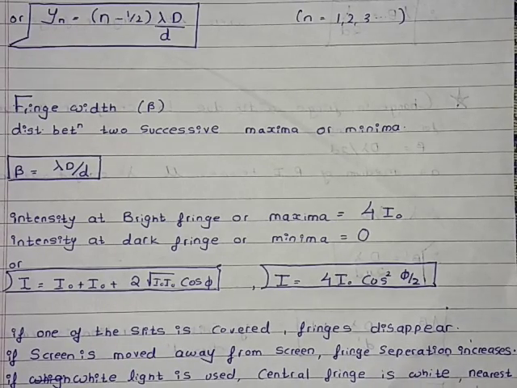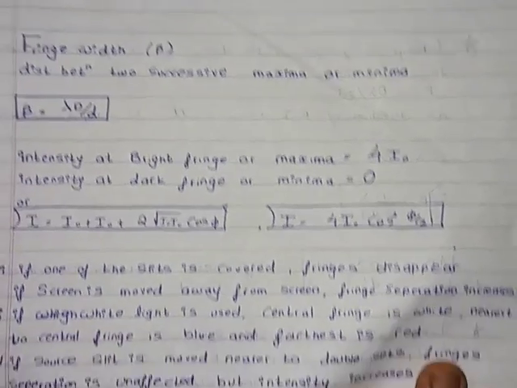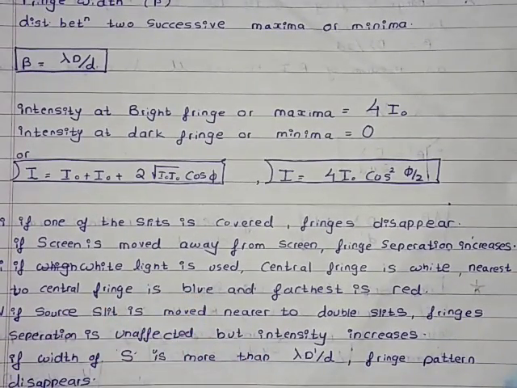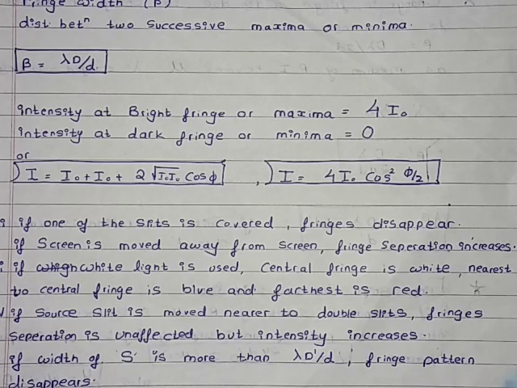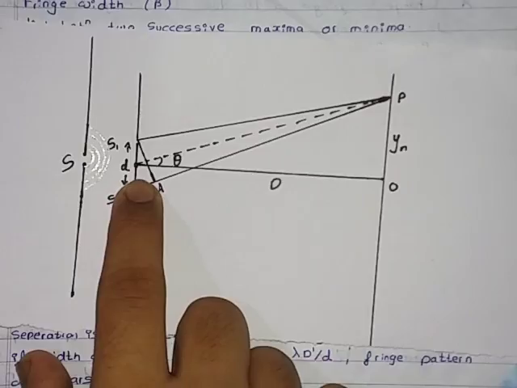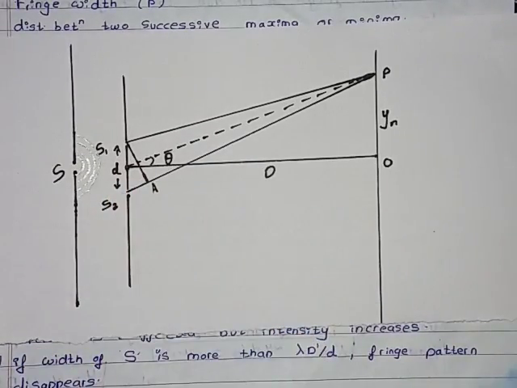Important formula, guys. Now some important points let us learn. I hope you can see this. If one of the slits is covered by fingers, then the fringes disappear. That's so obvious, because of 2 slits the light is actually deflected. So if we cover one of those slits, then each and everything would just disappear.